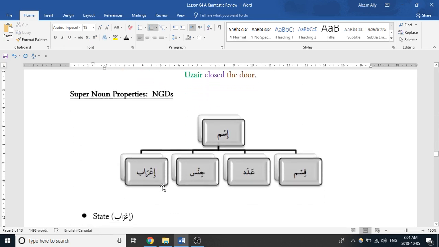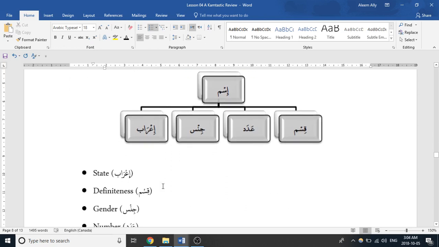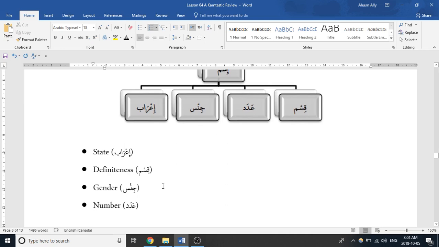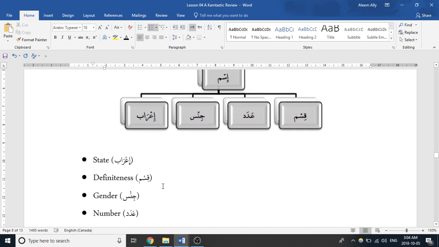Okay, so let's hop right into the noun properties. Every noun in Arabic has 4 properties. There is the state, which is known as i'rab. There's the definiteness, which is known as qism. Then the gender, which is known as jins. And finally number, which is known as adad. By looking at these 4 things, we can determine a lot about a noun. It will tell us how it's interacting with others and what its purpose is in the sentence. We'll learn a little bit more about that as we go forward.